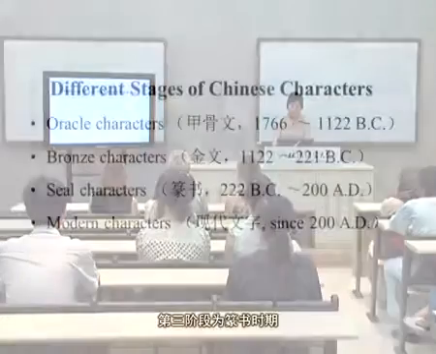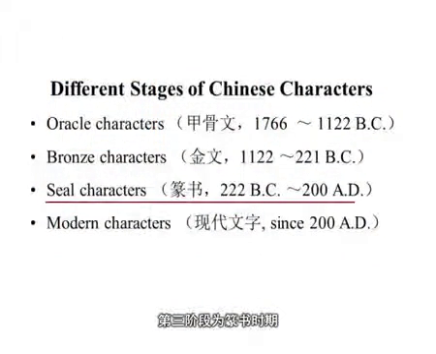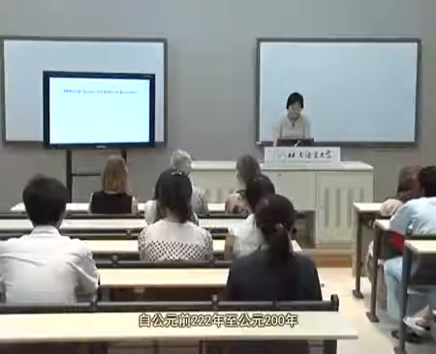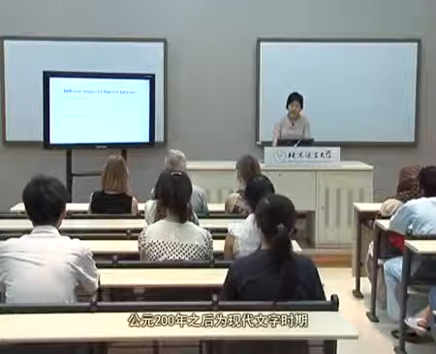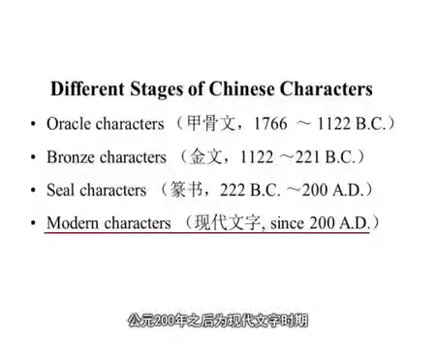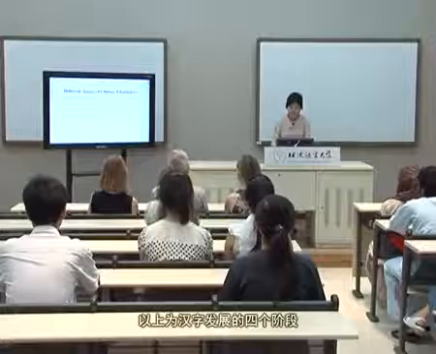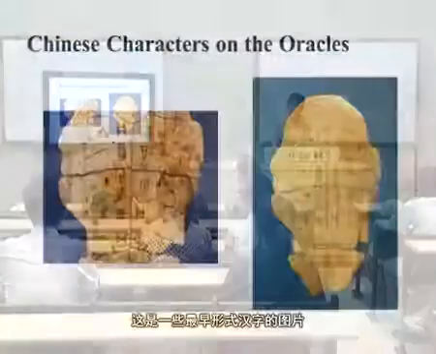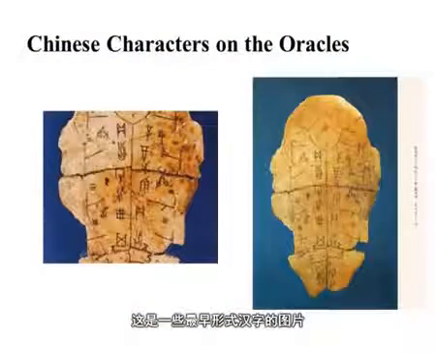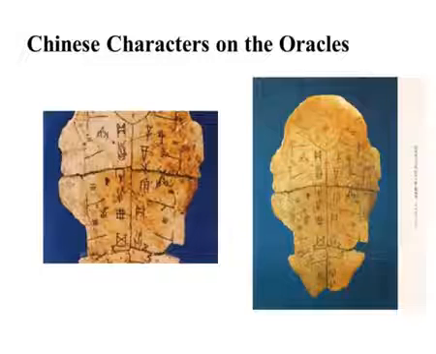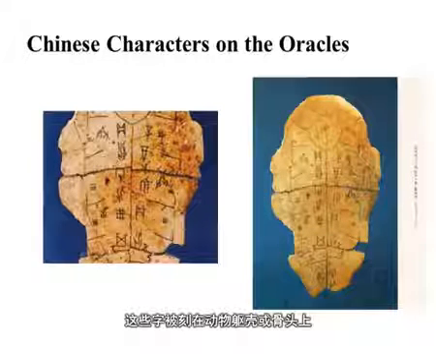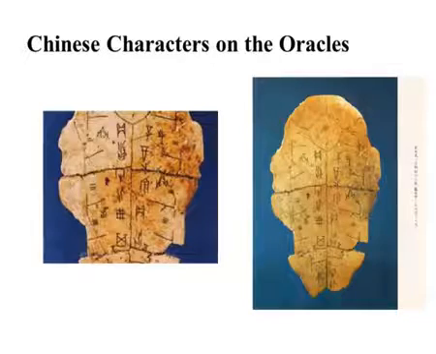And the third stage is seal characters. In Chinese, we say 篆书. From 222 BC to 200 AD, seal characters. And immediately after that, we will see modern Chinese characters, 现代文字, since the year 200 AD. Okay? So those are the 4 stages of Chinese characters. Now, these are pictures of the earliest forms of Chinese characters inscribed on the shells or bones of animals. Okay?